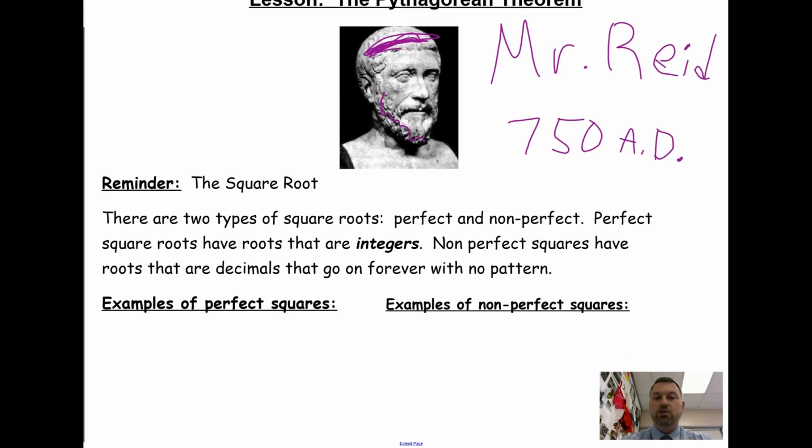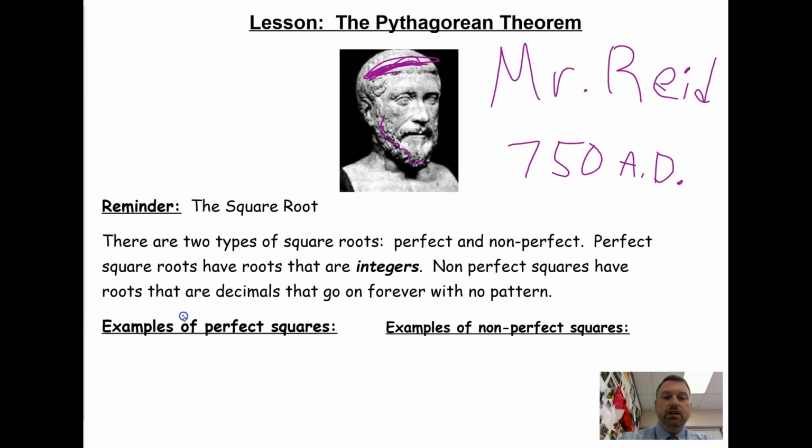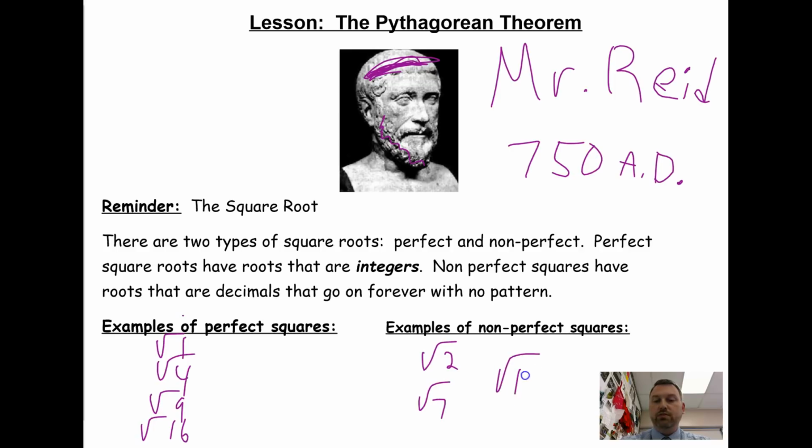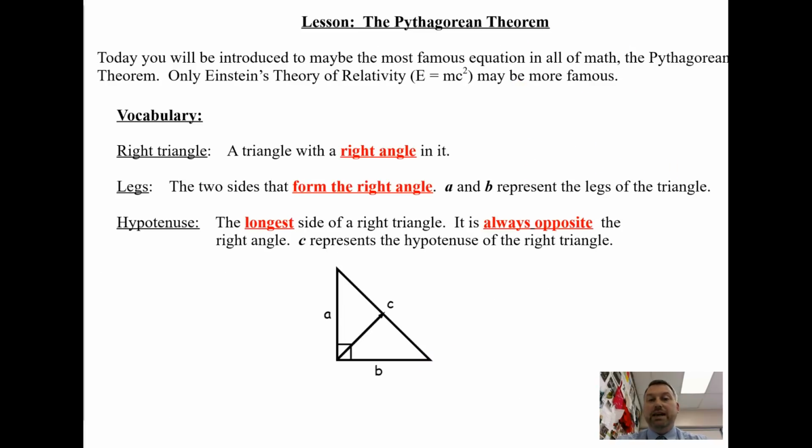Anyway, when we're working with the Pythagorean theorem, we're going to work with square roots a lot. So real quick, some perfect squares: 1, 4, 9, 16, and so on, because when I take the square root of these numbers, I get integers for answers. Non-perfect squares are anything that's not a perfect square: square root of 2, square root of 7, square root of 11, etc. So some basic vocab for you.